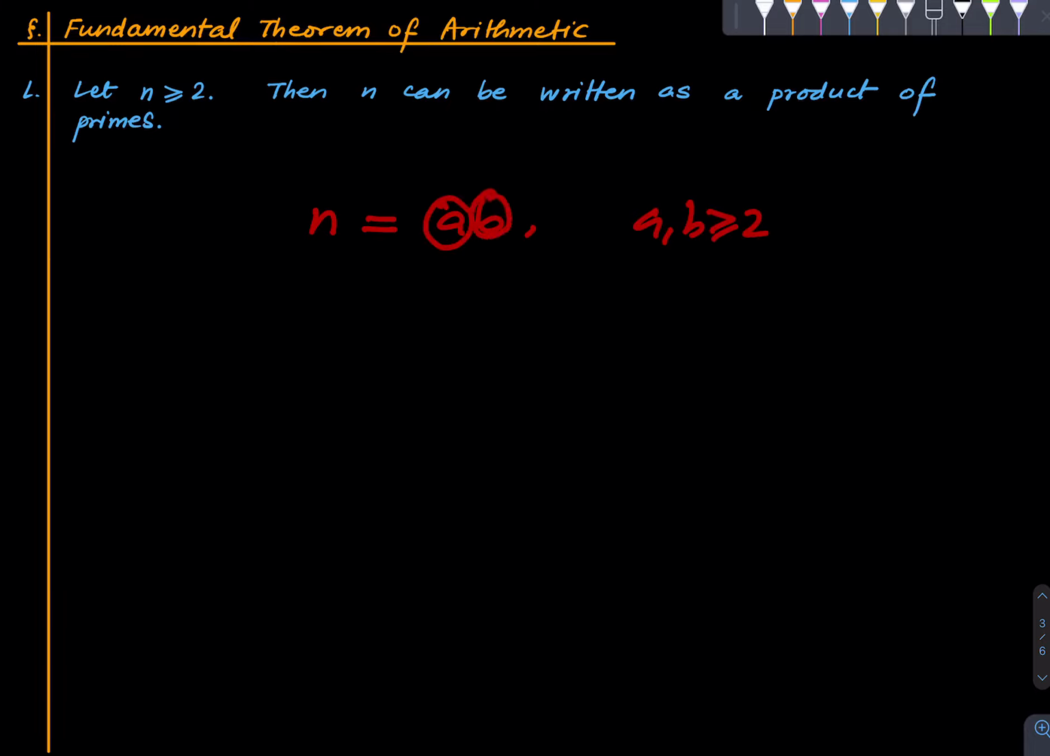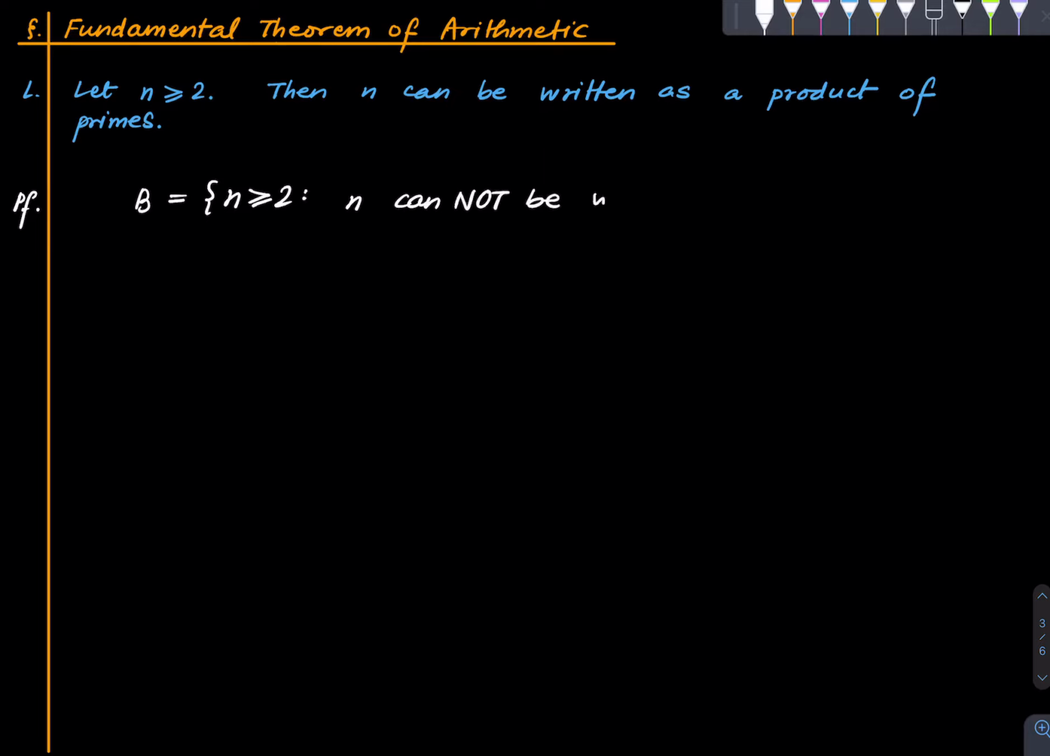And now a and b are both strictly smaller than n. So one can just keep going, and at one point one will be writing only primes. This process cannot just keep on going. But the formal way to argue it, let's look at that. So the formal proof would be: let B be the set of all natural numbers n, at least 2, where n cannot be written as a product of primes. So B secretly stands for bad.